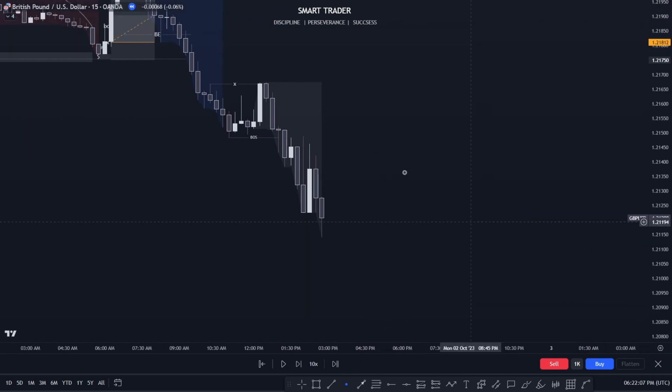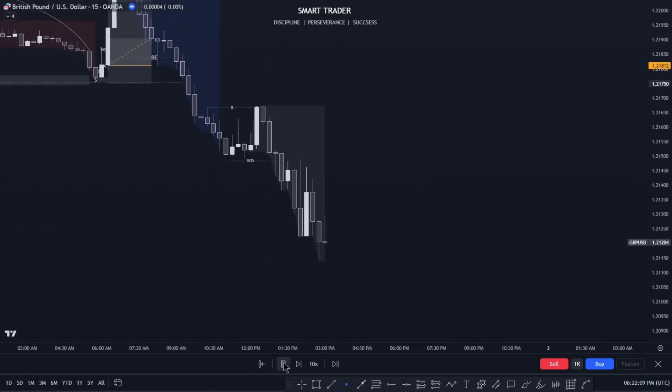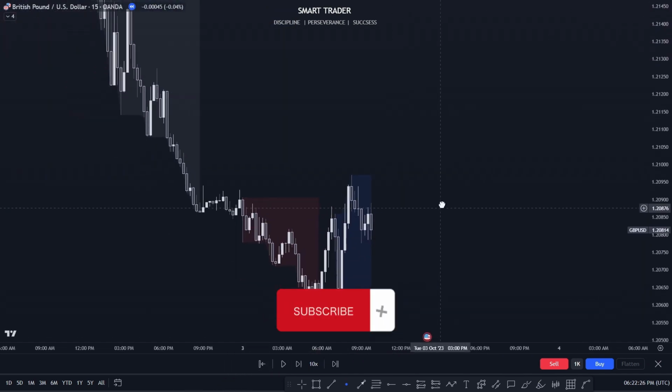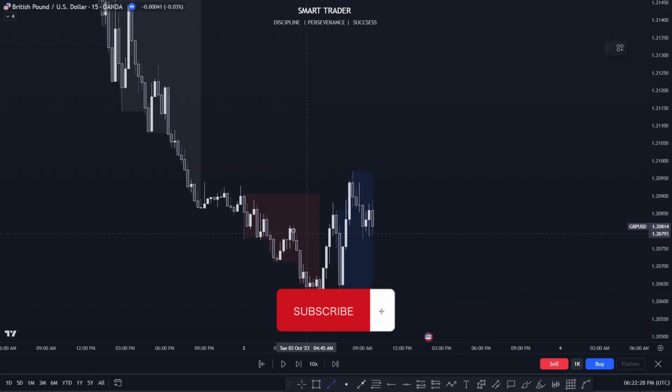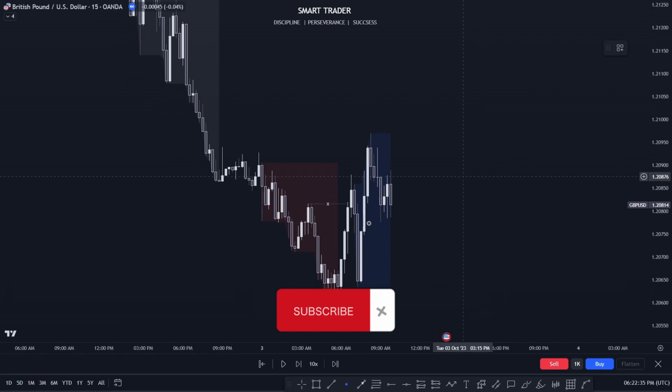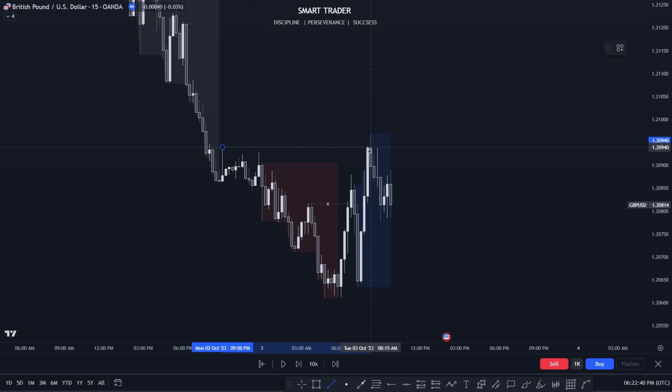Okay, so now the market keeps pushing downside. Okay, we see here that the market has taken out this inducement, which is right here. And after taking out this inducement, we see that the market has cleared a liquidity somewhere above here. This is a high zone of liquidity. Why?